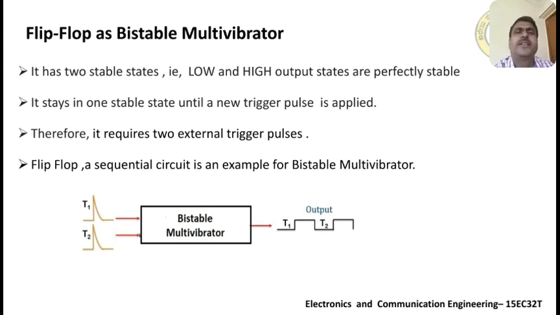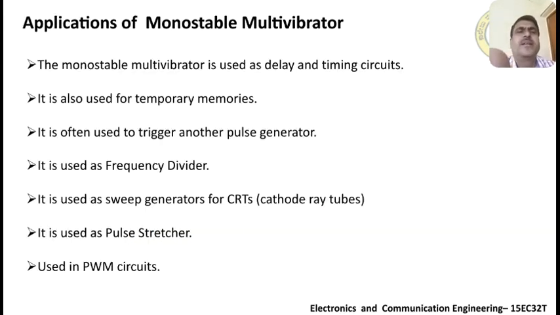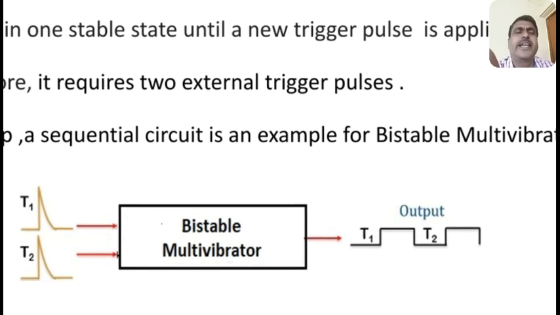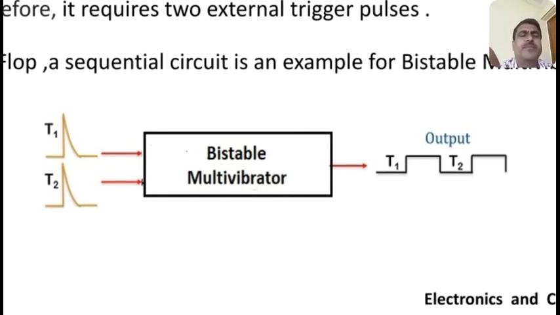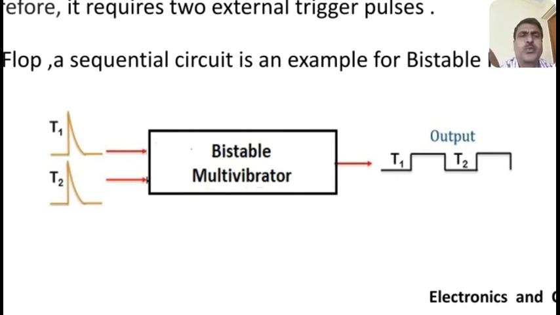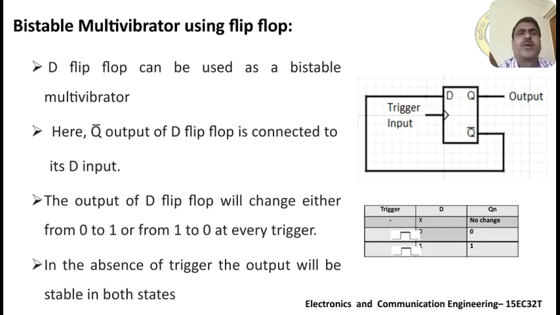Here you can see the diagram at the bottom of this slide, the bistable block diagram. It has two trigger inputs, T1 and T2, and the output has two stable states, high and low. Now we'll see some more details about the bistable multivibrator using a flip-flop.